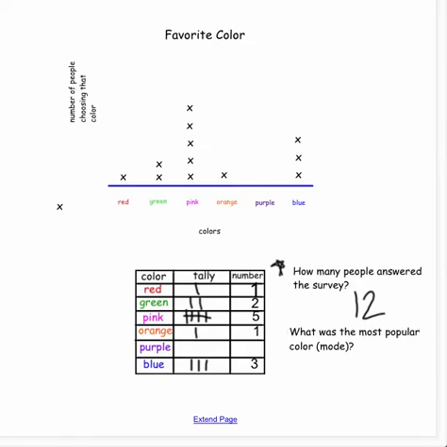The next question says, right down here, what was the most popular color? This is called the mode. So what I want to look for is a color that has a lot of X's next to it because that means a lot of people chose that color as their favorite. If you look up at the line plot, which color has the most X's by it? Yep, it is pink. So pink is the mode, or the one that most people chose as their favorite color.